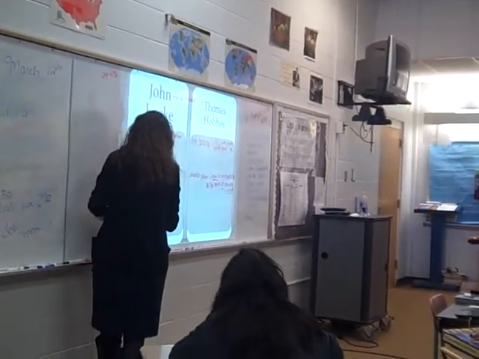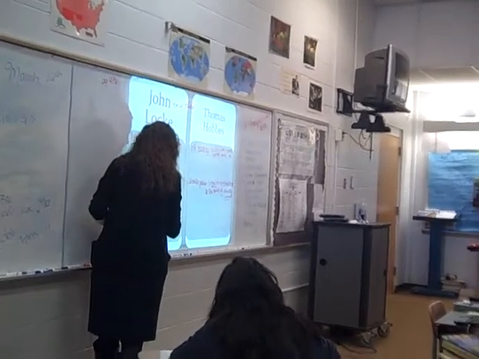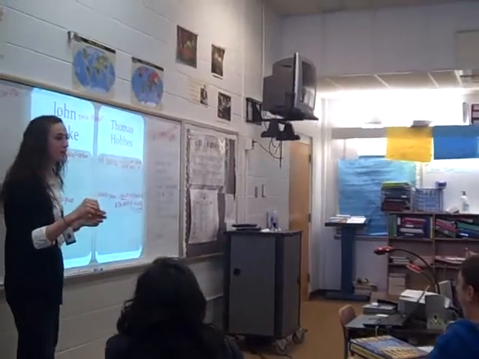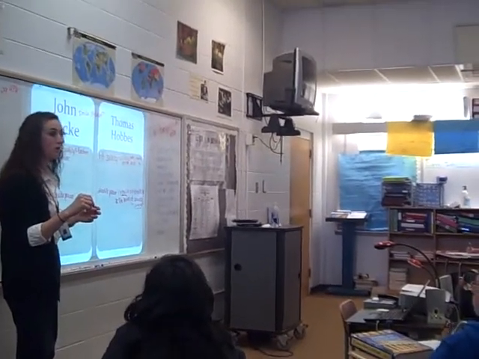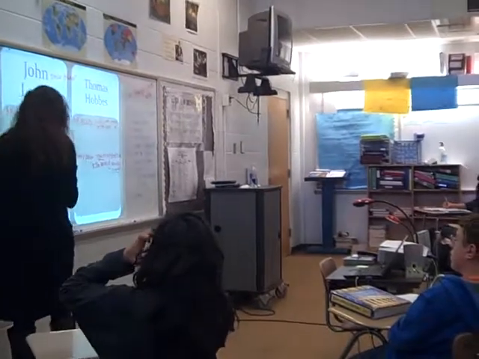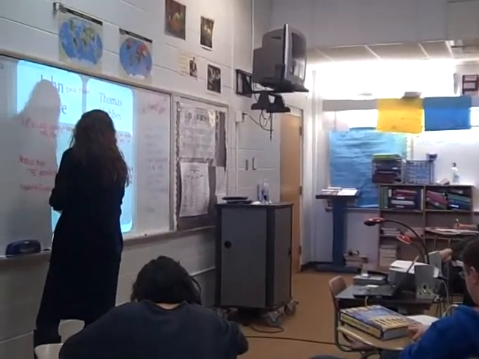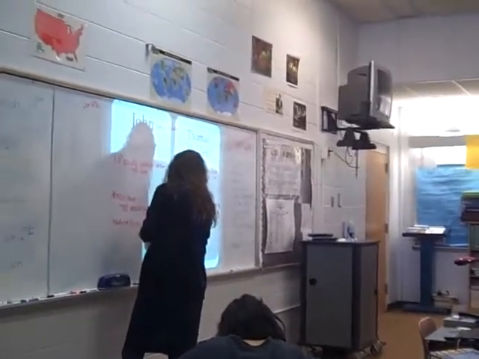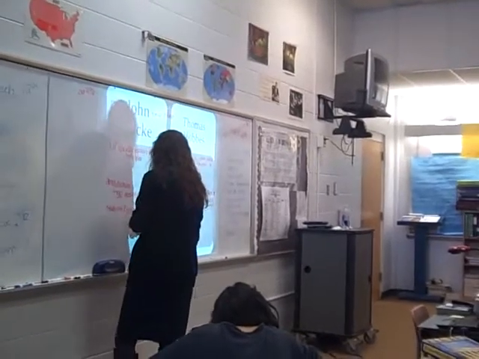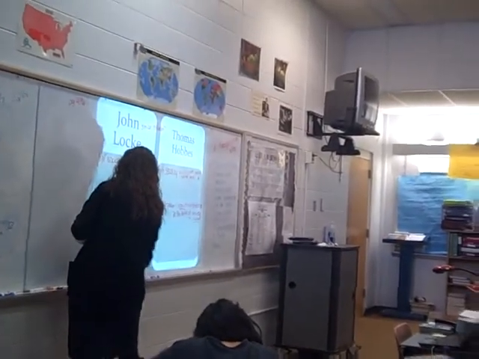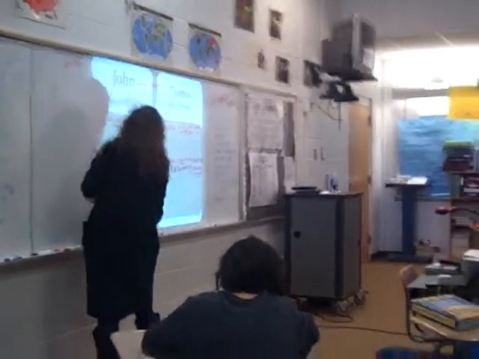Natural rights. What are natural rights, Cody? If you have a natural right to something, what does that mean? It's your property. You have the right. It means you were born with it, right? So natural rights are rights you're born with. So what were the three that Locke comes up with? Life, liberty, and property.